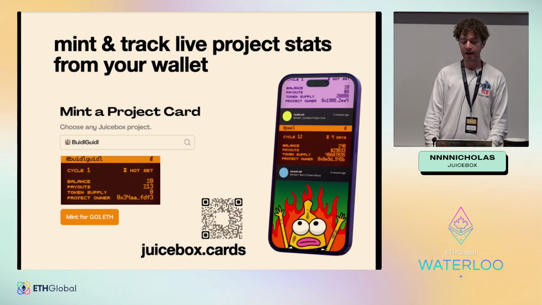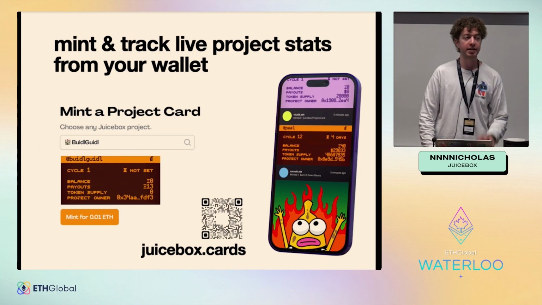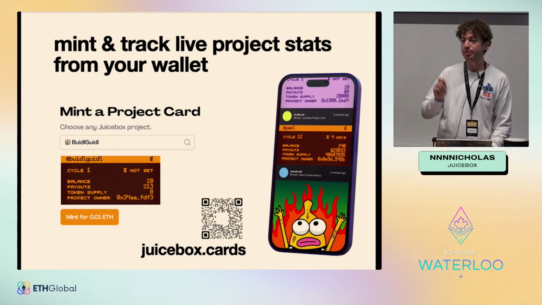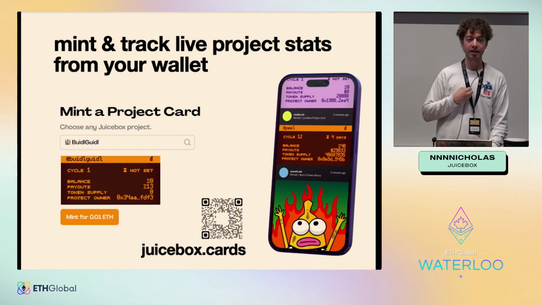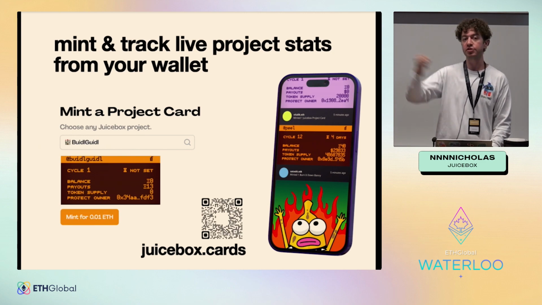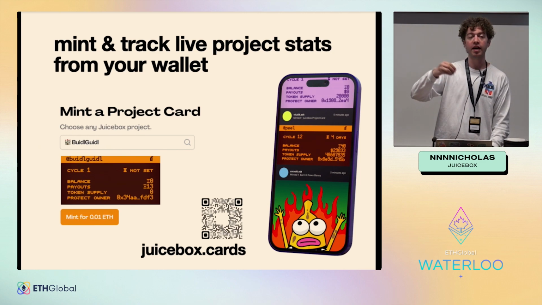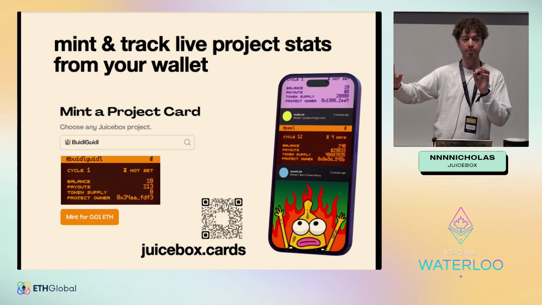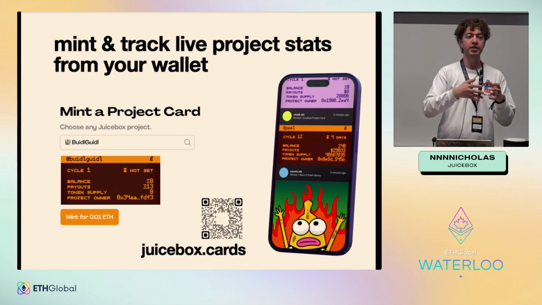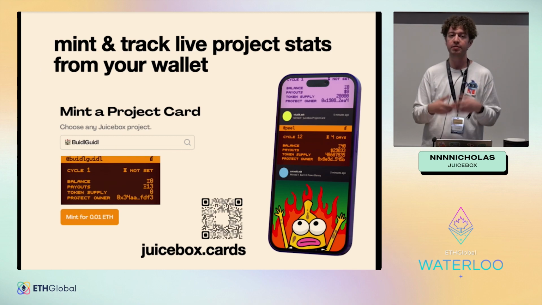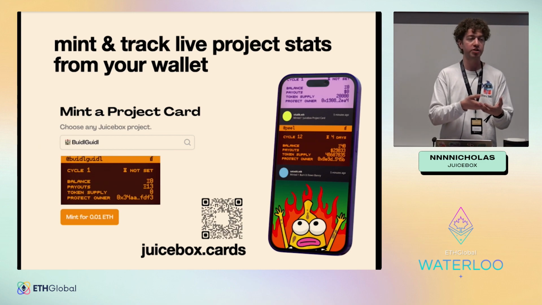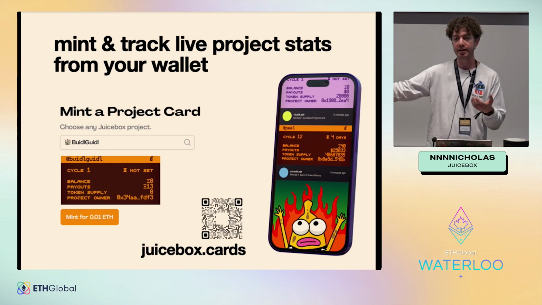My solution was to create something called juicebox.cards. This is an 1155 open edition contract with a very low mint price. When someone mints one of these cards, they receive an 1155 in their wallet. The proceeds go to the project in question, and the metadata for this 1155 open edition is simply a reference to the Juicebox project's own metadata. So as a consequence, these open editions are like little billboards that can be in your followers' wallets. In their Rainbow wallet, they can check the status of the project by having an open edition that has the exact same metadata as the project itself.